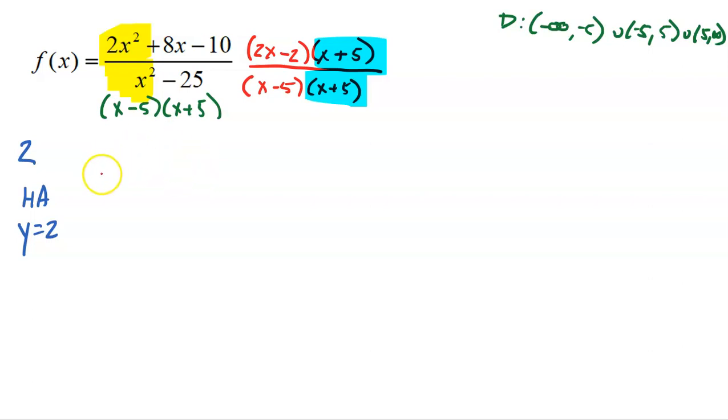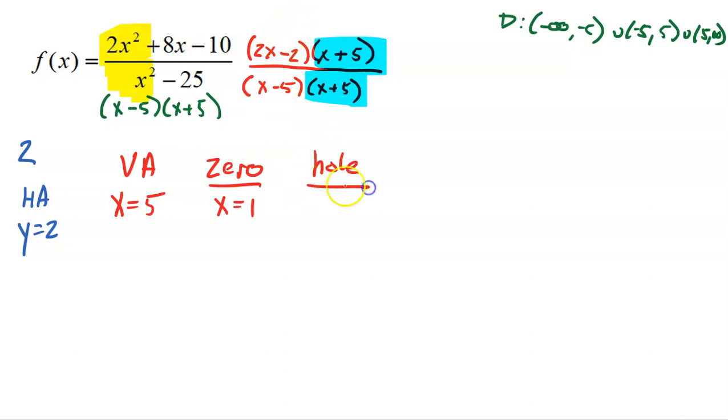All right, so what do I know here? I know I have a vertical asymptote at x equals 5, because 5 only makes the denominator equal to 0. I have a zero at x equals 1, because if I plug 1 in, it only makes the numerator equal to 0. So because negative 5 makes the numerator and the denominator equal to 0, that means I have a hole at negative 5. Now remember, we need to be able to find the y coordinate so we know where that hole is placed. We know the x coordinate is negative 5.